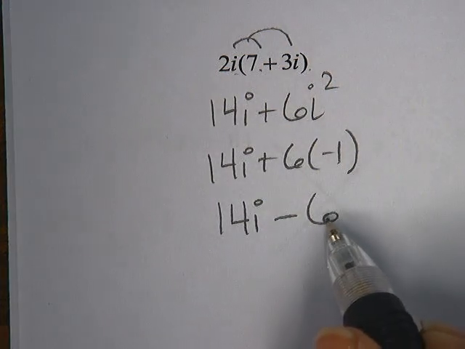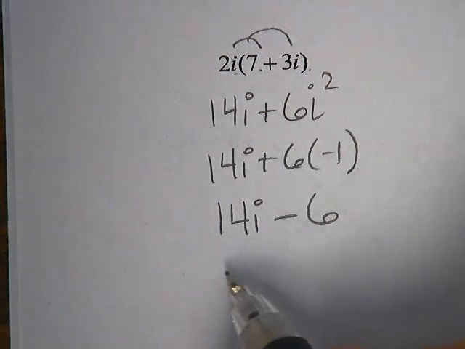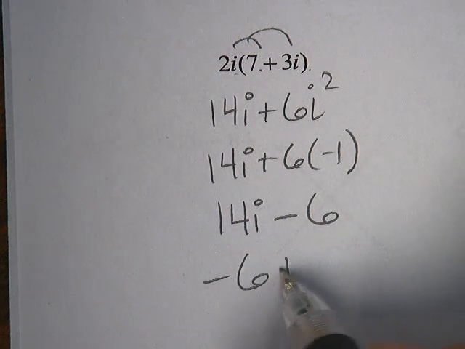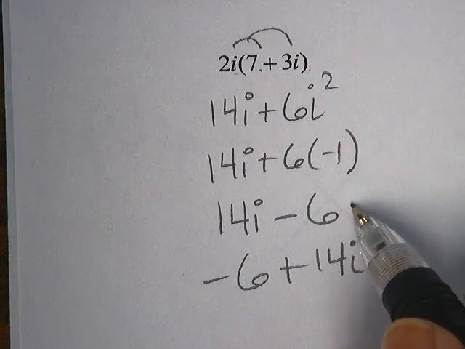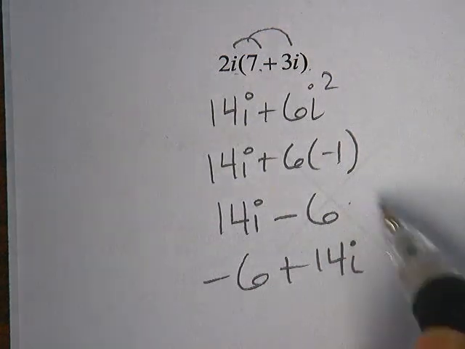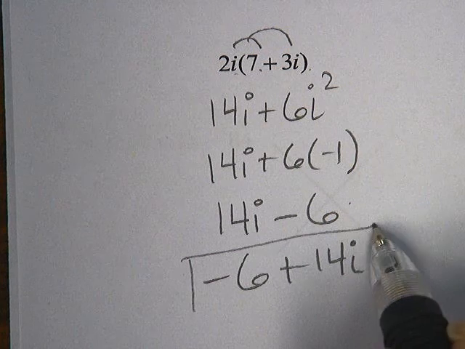And typically we like to write the real part first. So we're going to put the negative 6 plus 14i. And again, that's just proper form. It's not wrong to have it as 14i minus 6. It's just better form to list the real number first.